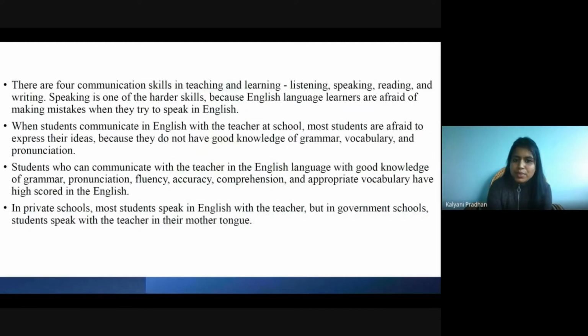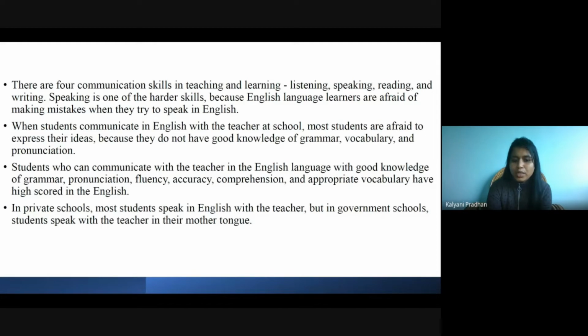There are four communication skills in teaching and learning: listening, speaking, reading, and writing. Speaking is one of the harder skills because English language learners are afraid of making mistakes when they try to speak in English. When students communicate in English with a teacher at school, most students are afraid to express their ideas because they do not have good knowledge of grammar, vocabulary, and pronunciation.